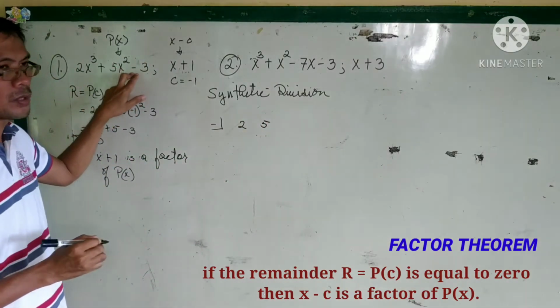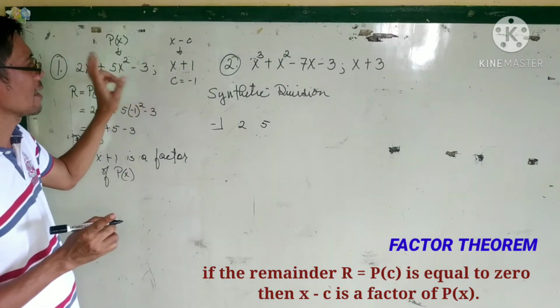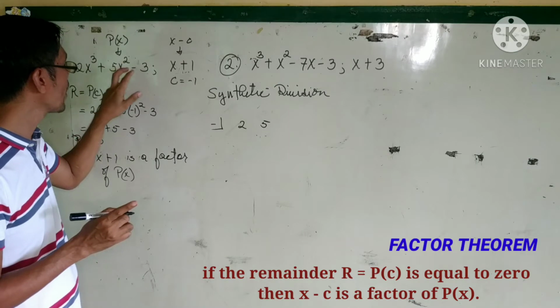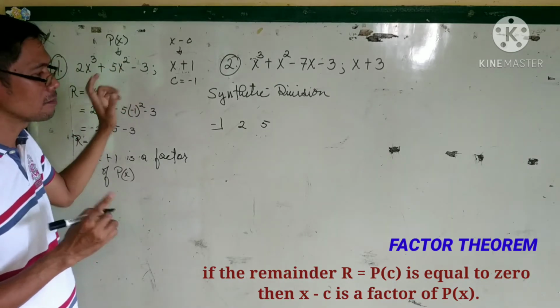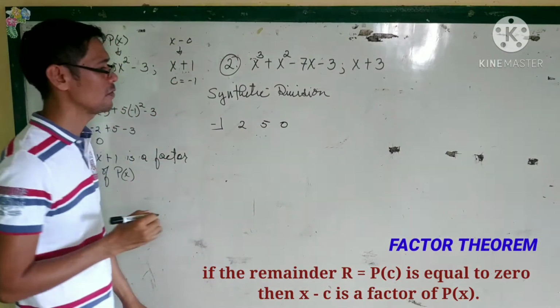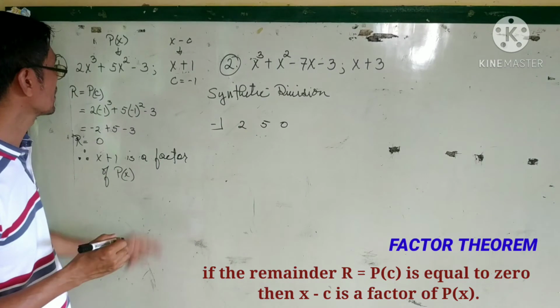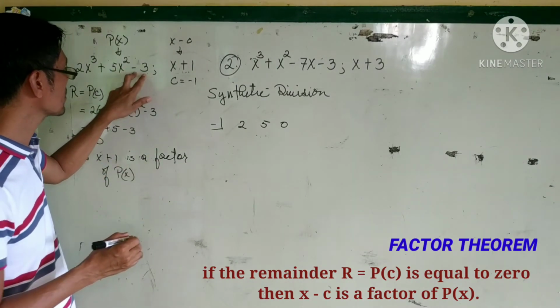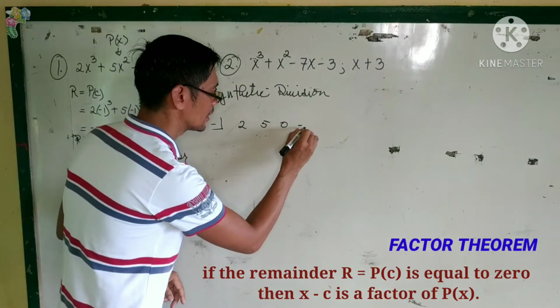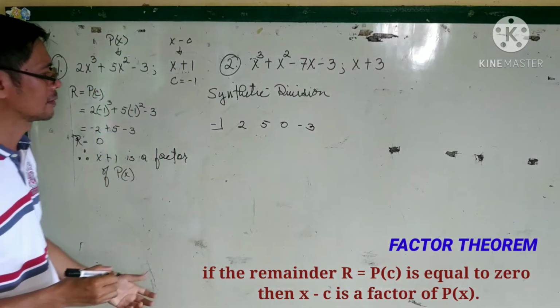The next term should be the linear term, the one with x whose exponent is 1. There is none here. That means to say its numerical coefficient is 0. So we have to put 0 there. Then our constant term, negative 3. Okay. Let us see if we will get the same result.